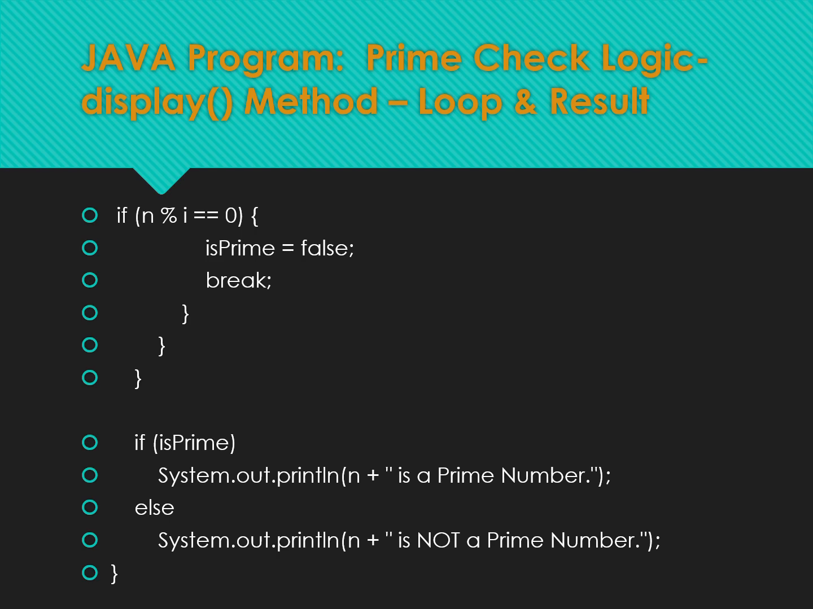After the loop ends, either because no factor was found, or because we exited early, we move to the final decision step. If the isPrime flag is still true, we print that the number is a prime number. Otherwise, we print that it is not. This structure makes the program both efficient and accurate. It avoids unnecessary checks and clearly separates the conditions for prime and non-prime numbers. Using a Boolean flag like isPrime is a common and clean way to track conditions in such problems, instead of relying on return values or multiple print statements.